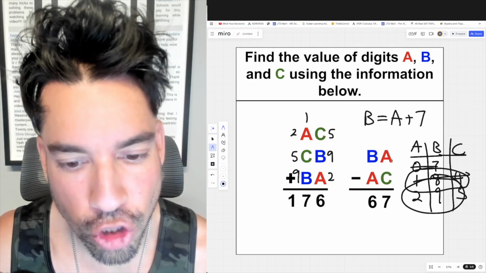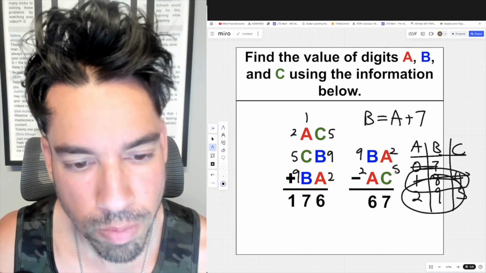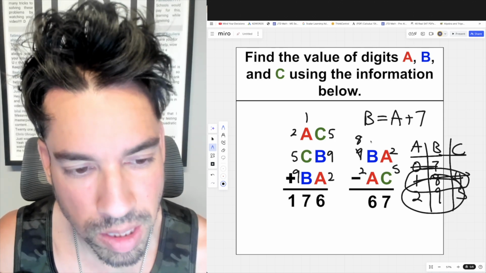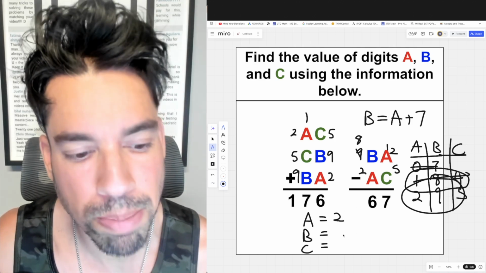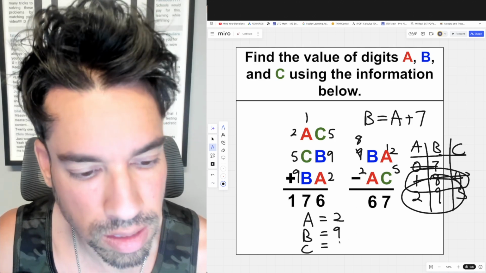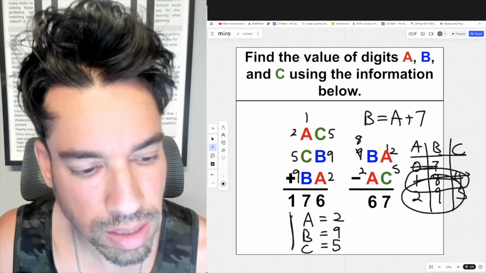And even though we know it should work here already, let's double check. 2 minus 5 can't do that. Borrow from the 9, that becomes an 8. 12 minus 5 is indeed 7. 8 minus 2 is 6, which means that A equals 2, B equals 9, and C equals 5. That's how you do it.